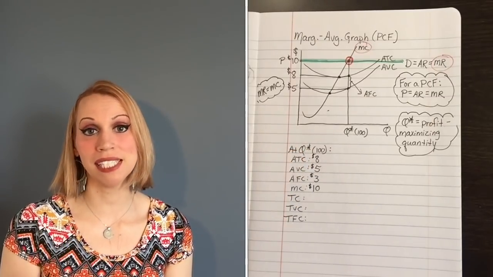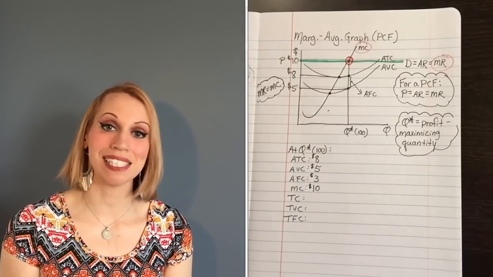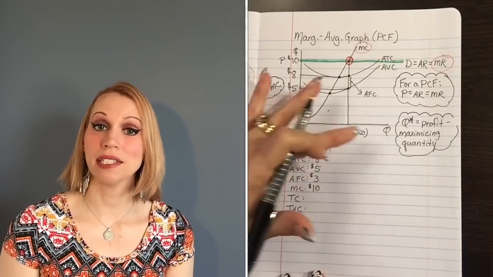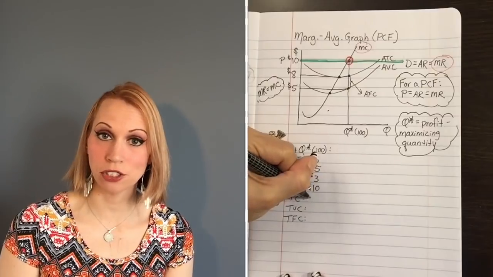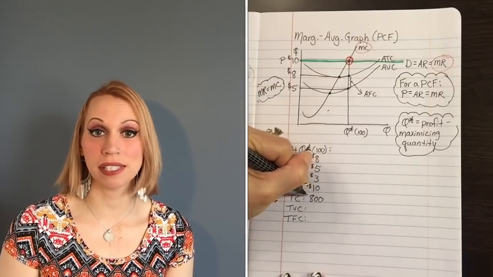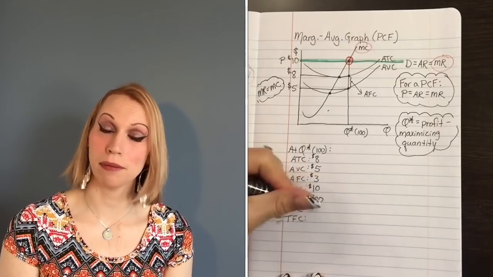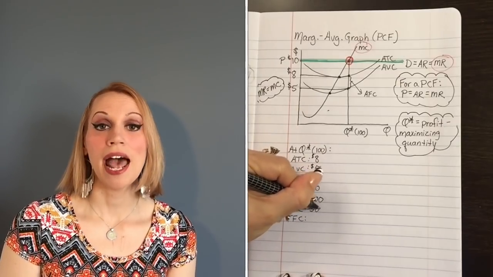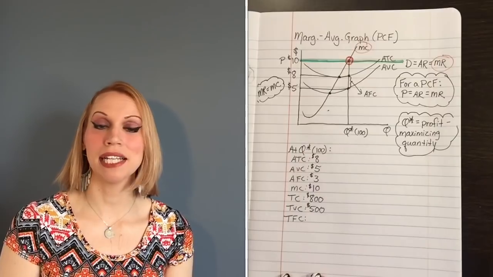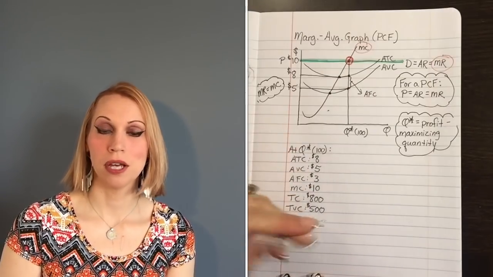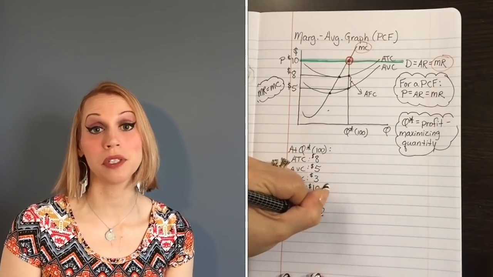So if we're looking for TC, we're going to do ATC times Q. Well, that's going to be $8 times 100, which is 800. If we're looking for TVC, we're going to do AVC times Q. So that's 5 times 100, which is 500. And if we're looking for TFC, then that's going to be AFC times Q. So that's going to be 3 times 100, which is 300.